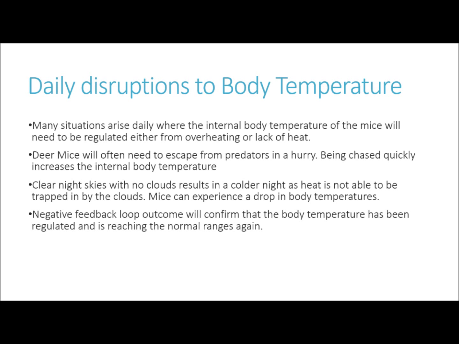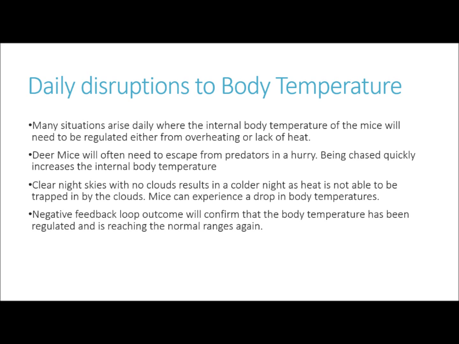Being small animals in an often challenging environment results in many situations arising daily where the internal body temperature of the mice will need to be regulated either from overheating or lack of heat. With many predators around, deer mice will often need to escape from predators in a hurry. Being chased quickly increases the internal body temperature, which needs to be dropped back down to normal ranges of 37 degrees Celsius and regulated.